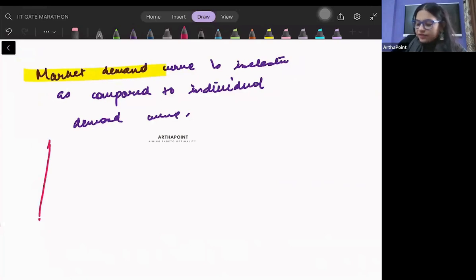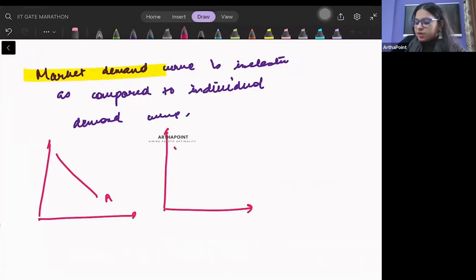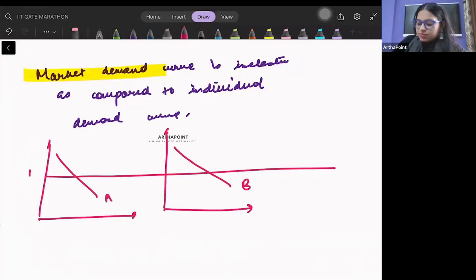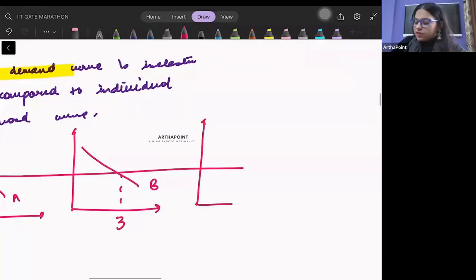what is happening? I have an individual demand of individual A. I have a demand for individual B. So supposedly I take a price. I say price is 4. And at this price, I say A is demanding 2 units and B is demanding 3 units. So in total, I will be having 5 units being demanded. So what will happen? This demand curve will be flatter.